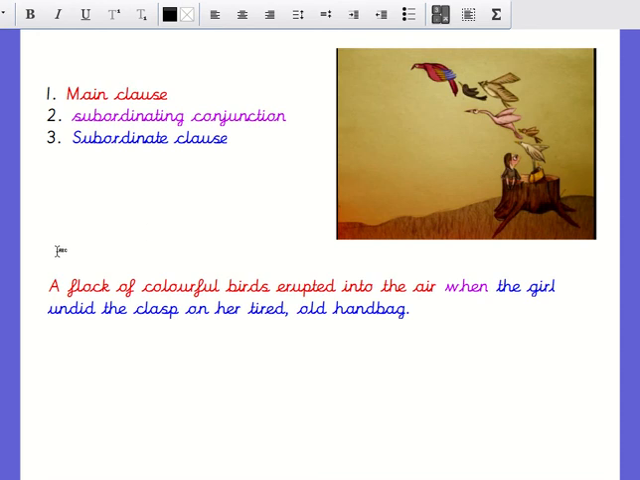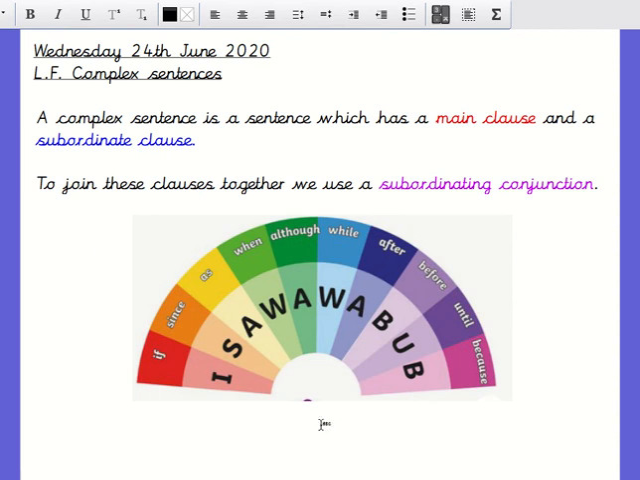So you need to start with your main clause. What's the main piece of information you want to tell the reader? And what extra information do you want to tell them? Here it's saying, when did they erupt? It happened when the girl undid the clasp of her tired old handbag. Remember to use your conjunctions here to help you.